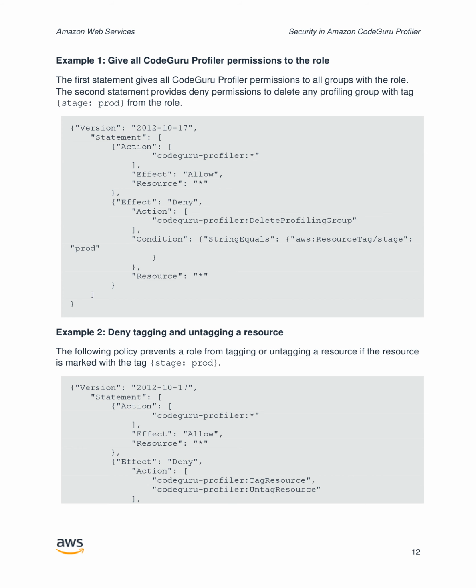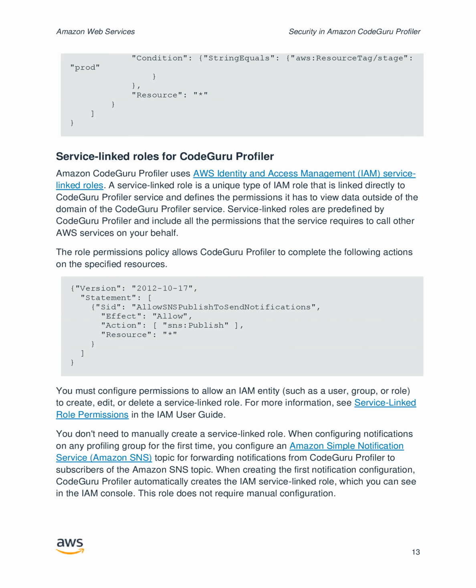Example 2. Deny tagging and untagging a resource. The following policy prevents a role from tagging or untagging a resource if the resource is marked with the tag stage:prod. Service-linked roles for CodeGuru Profiler.